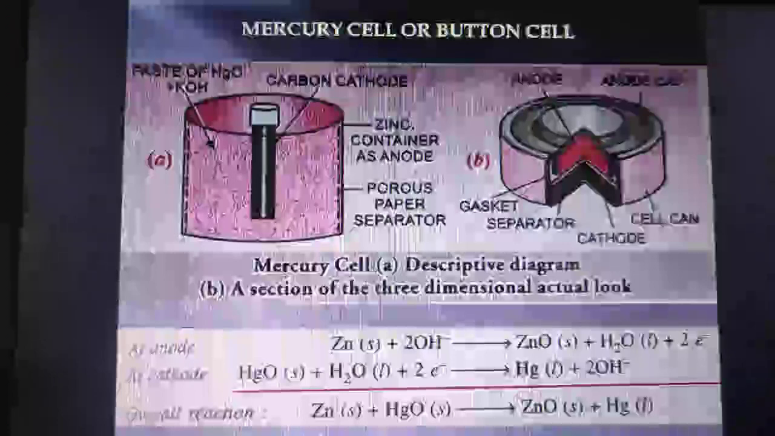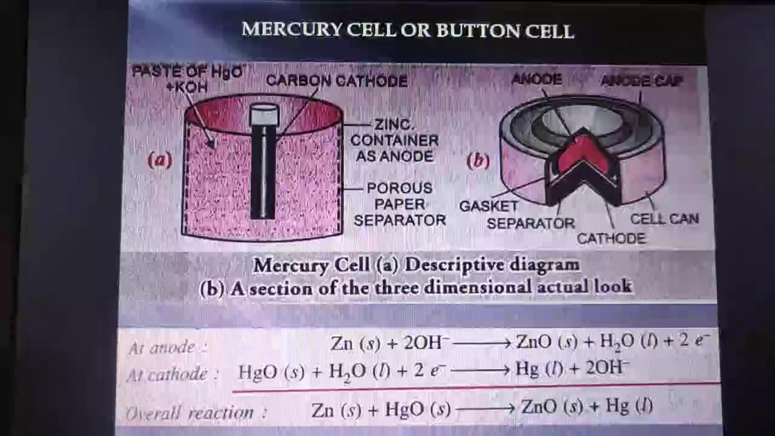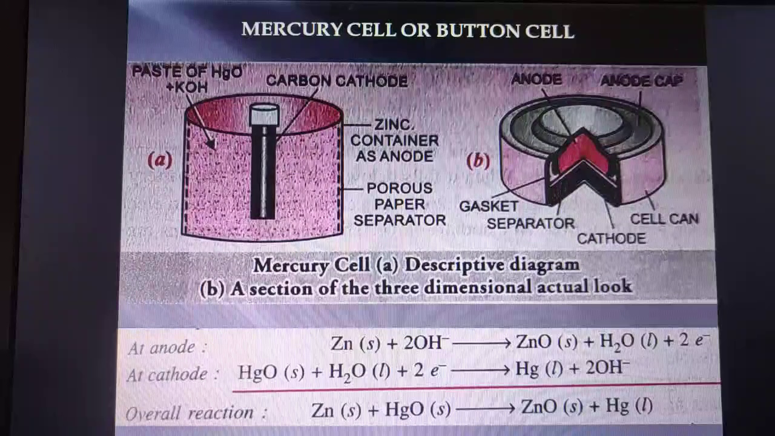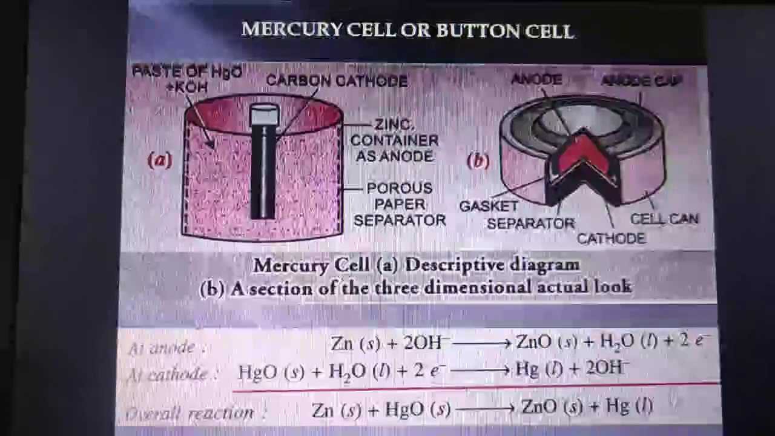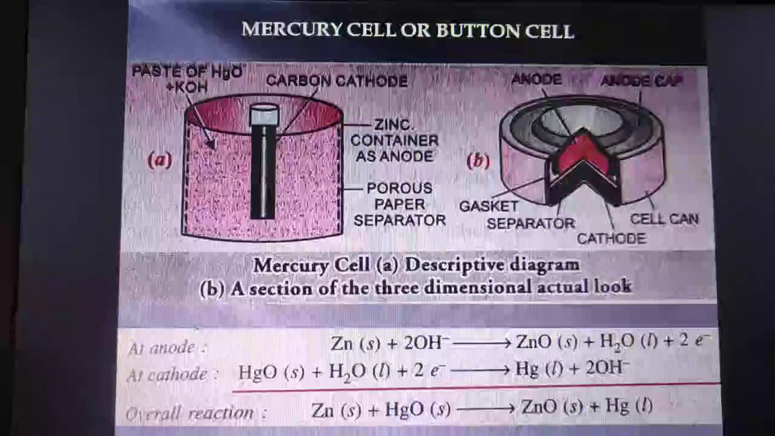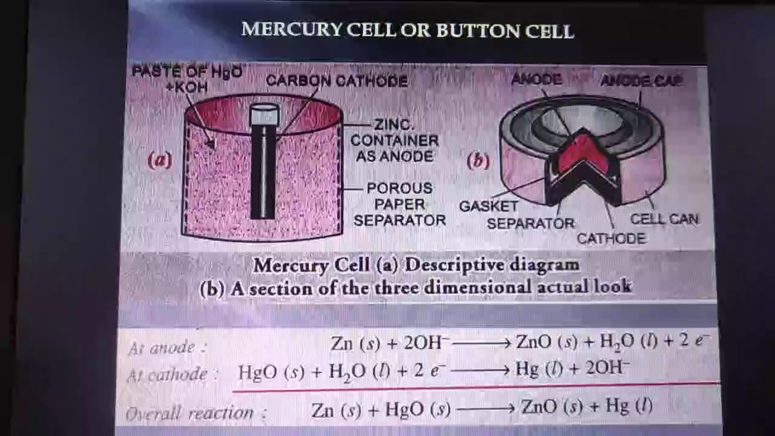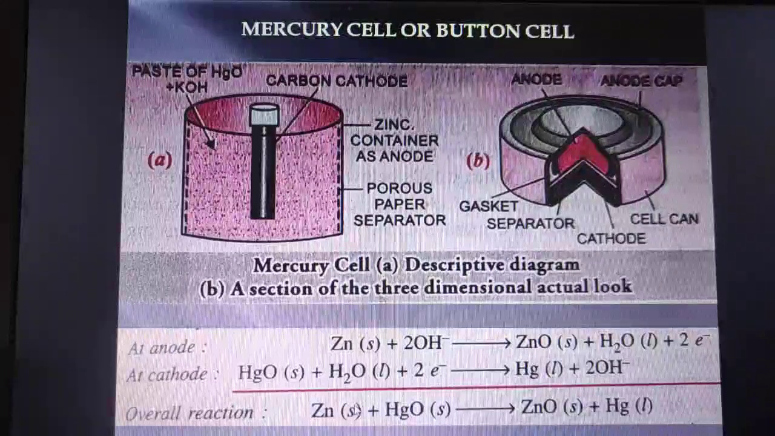The overall reaction may be represented as zinc solid plus mercury oxide giving zinc oxide plus Hg. As the overall cell reaction does not involve any ion whose concentration may change, this cell gives a constant potential of 1.35 volt throughout its life. That is, the voltage will remain constant.